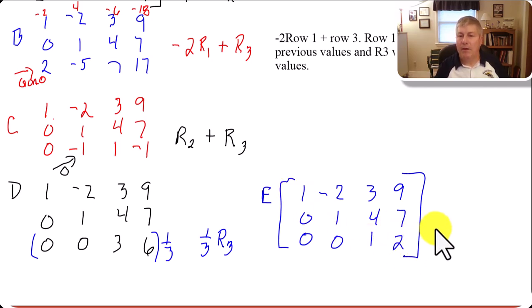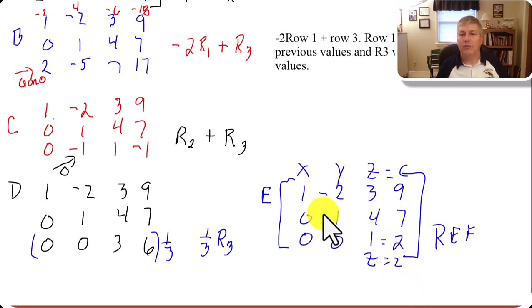And now my matrix is in row echelon form, and I am ready to do back substitution to solve my system of equations. Now remember, my x column, my y column, my z column, and my constant, so you can probably see here that z has to equal 2. So now I can do my back substitution. I'll show you how that works.